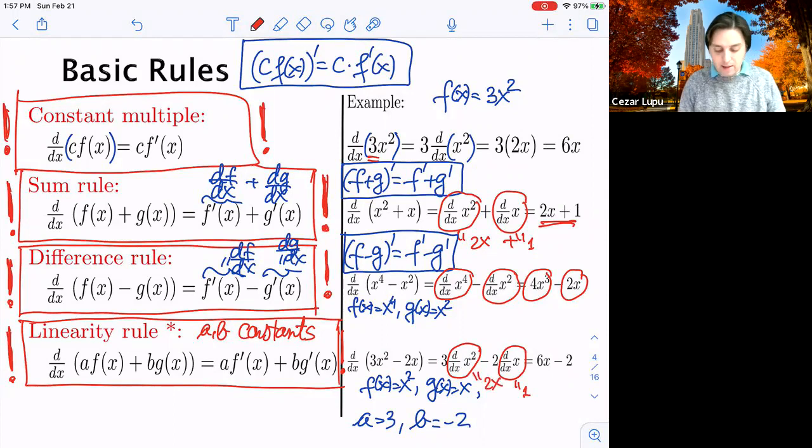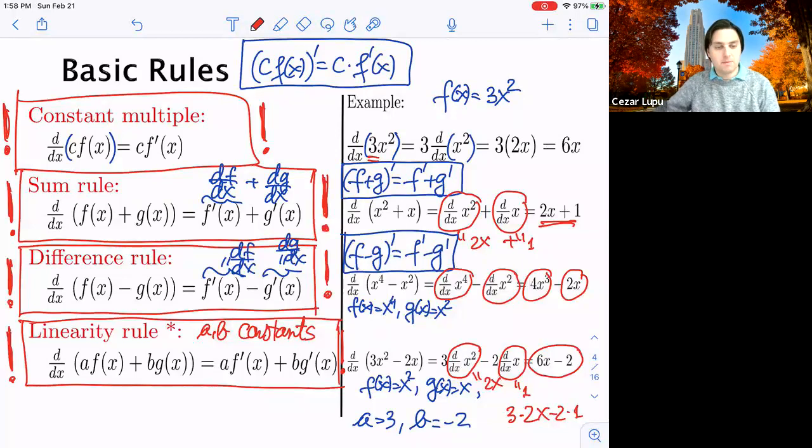And at the end of the day, we will have 3 times 2x. So this is 3 times 2x minus 2 times 1, which will give us 6x minus 2. Right? So these are, I would say, the easy rules. Well, that's why we call them the basic rules. There will be some other rules as well. But I would like you to just have another look at these rules before we go further. Like I said, these are the most basic rules.